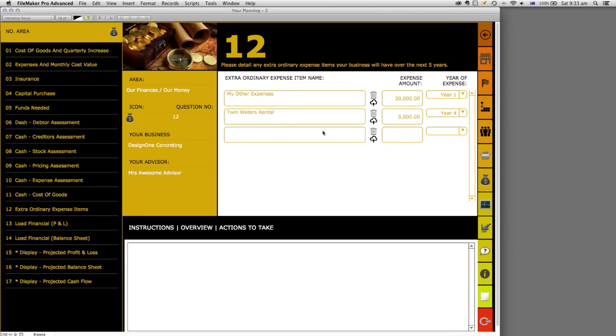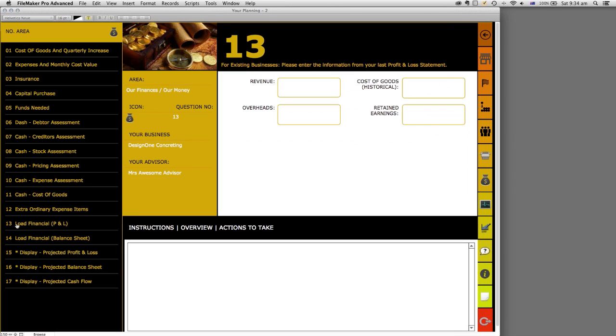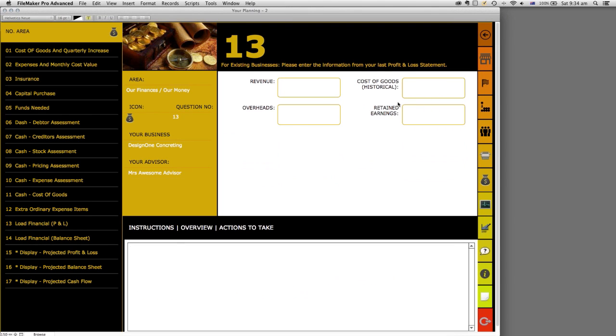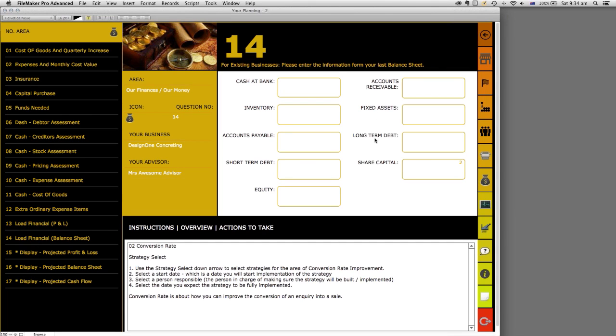Now, what happens from here, once you get to this stage, number 13 is you can load financials from the P&L. What was your revenue last year, cost of goods, overheads, and so forth. If you don't have a previous year, then you just leave all this stuff blank. So you've got load P&L and load balance sheet. P&L, we've got 4 items. Balance sheet, we've got these number of items that it needs to have. However, if you don't want to load a previous balance sheet and P&L and you want to just start this projection from year 1 onwards, you can leave this stuff blank.